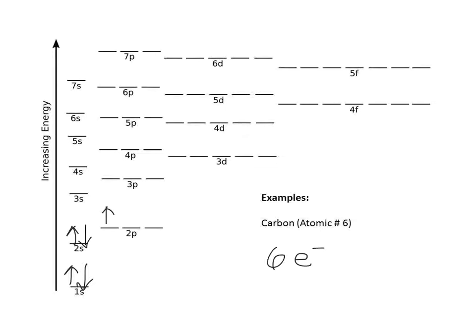There's 1 arrow here and 1 arrow here, right? And if you had another one, you'd put that one here. If you had another one, you would put that one here before you doubled up. Remember, electrons don't like each other, so they want to get as far apart from each other as they can. So they're going to go into empty orbitals before they double up. All right. So this would be the electron configuration for carbon.